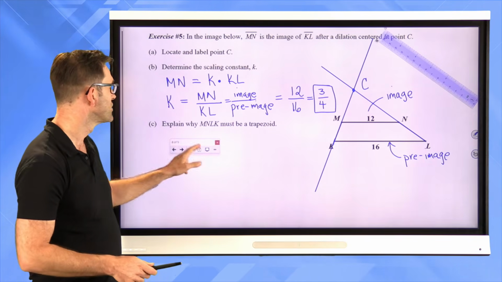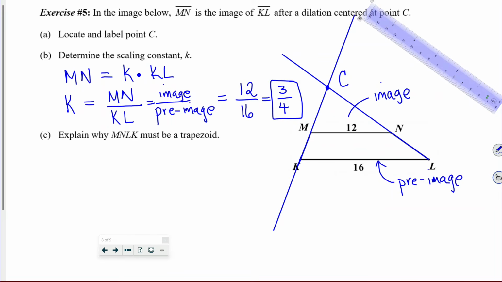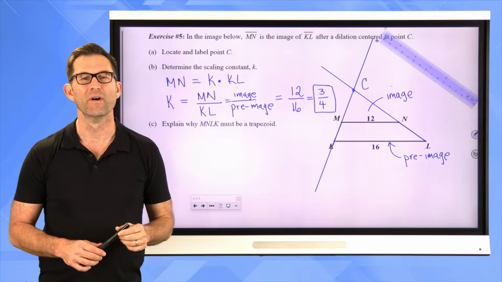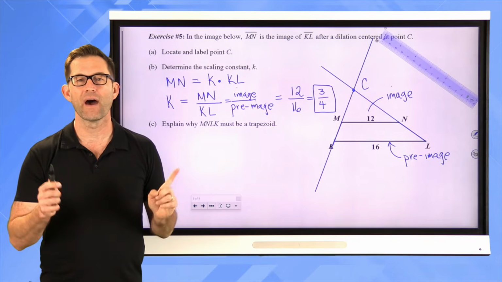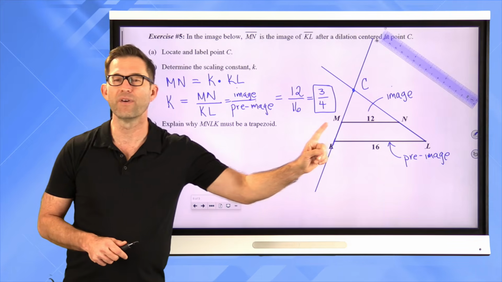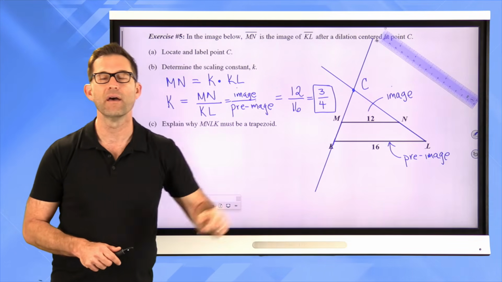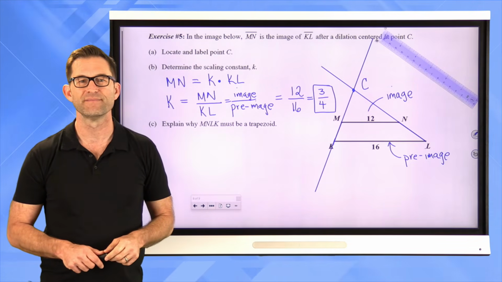All right, so finally, letter C, explain why MNLK must be a trapezoid. Oh, this takes me back to the last unit. Pause the video now and see if you can explain why figure MNLK must be a trapezoid.